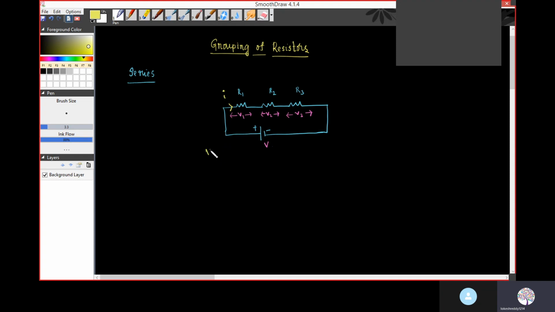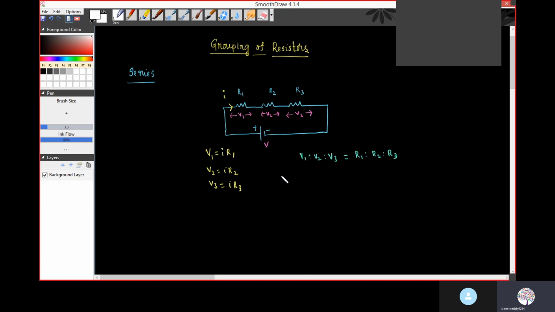So now here you can write V1 is equal to I into R1. Similarly, V2 is equal to I into R2, and V3 is equal to I into R3. So V1 : V2 : V3 is equal to R1 : R2 : R3, because the current is the same.